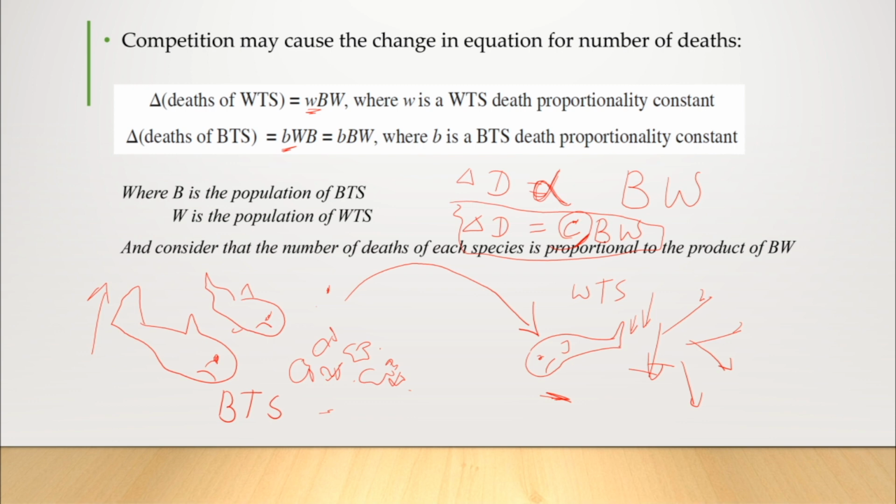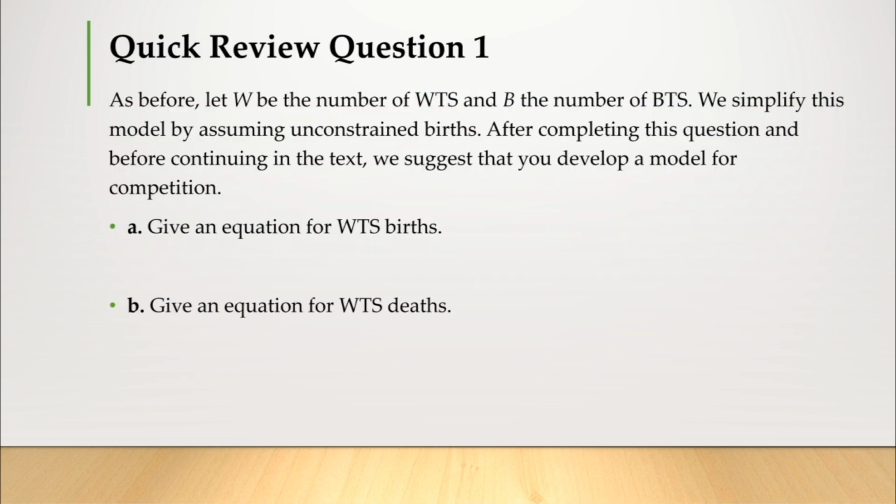Okay, so how are we going to apply this? So this is one review question here. We will look at the review questions and analyze this. It says, let W be the number of white tip sharks and B be the number of BTS, which is black tip sharks. We simplify this model assuming unconstrained births. So that means there's no constraint, so there's no deaths in this one. That's what it means, right?